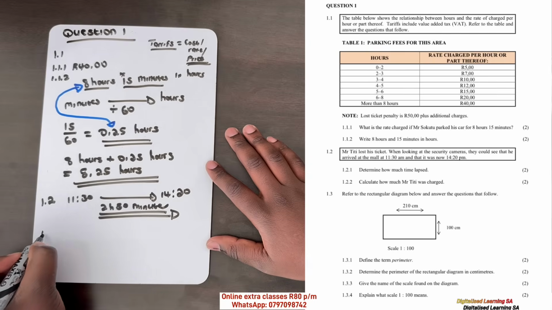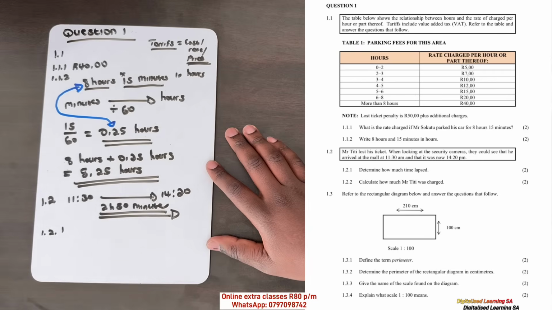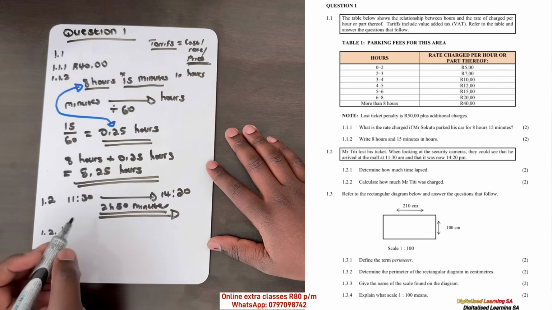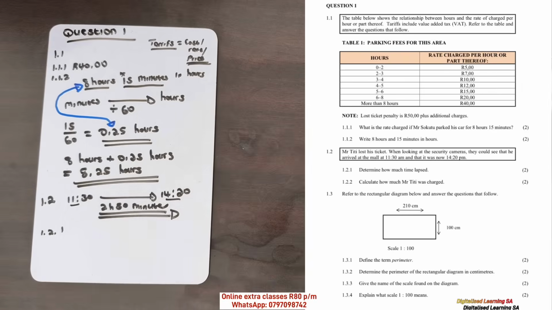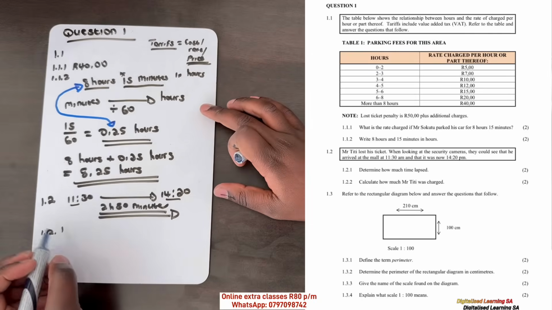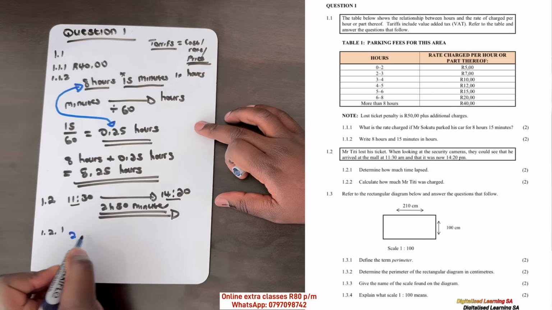So we'll start with question 1.2.1. Question 1.2.1 says, determine how much time lapsed. So to determine how much time lapsed, that basically means the time spent at the mall. So it's from 11:30 to 2:20. We have already calculated that.